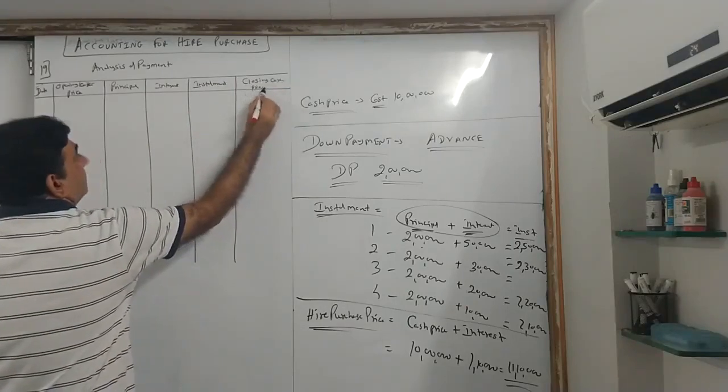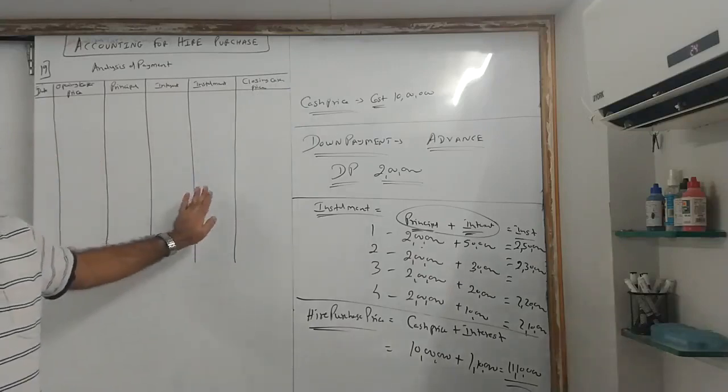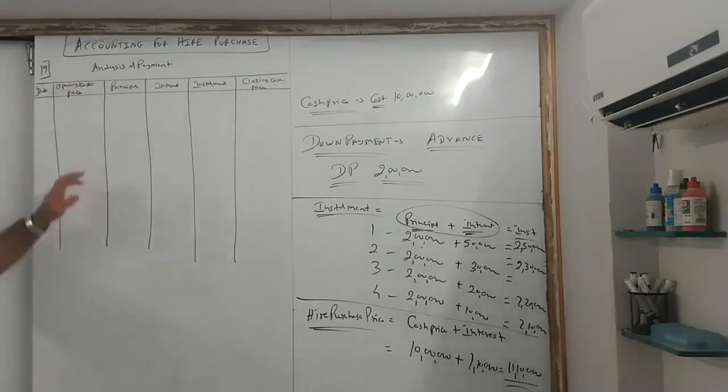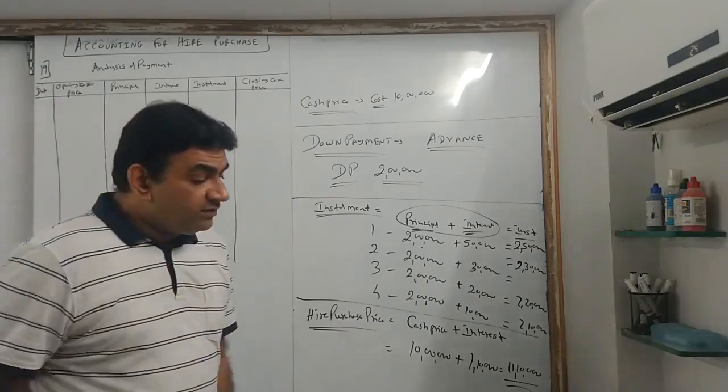Okay? I'll make the calculation very simple for you. Understand? In this video, I'll finish this table. Journal entries, I will take it in the next video. So see, what are your columns? Date, opening cash price, principal, interest, installment and closing cash price. Okay? So let's take one by one.